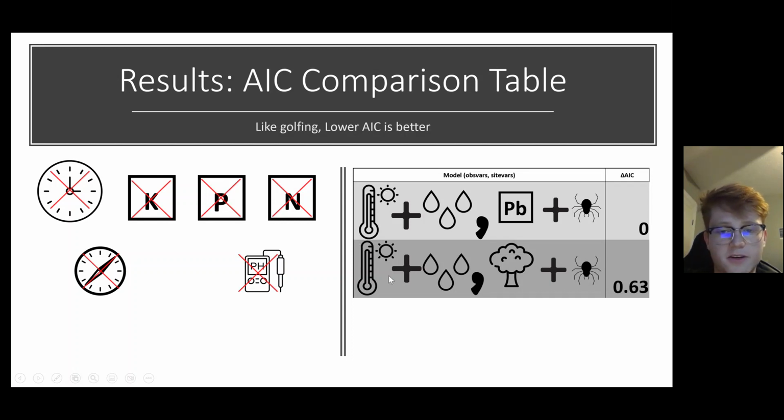Our second model was also temperature and precipitation, but this time canopy cover and arthropod density. Its delta AIC was only 0.63, so both of those models were very close together. And over here on the left are all the variables that didn't have any impact, which is time, aspect, pH, potassium, phosphorus, and nitrogen.